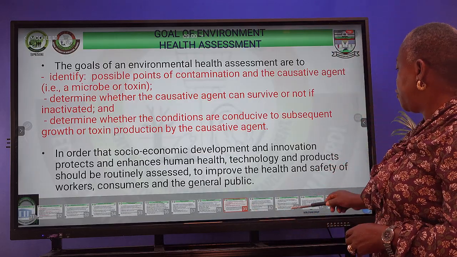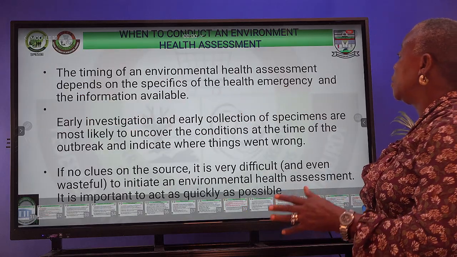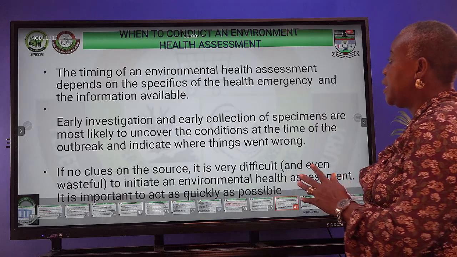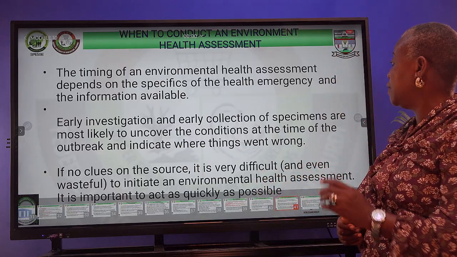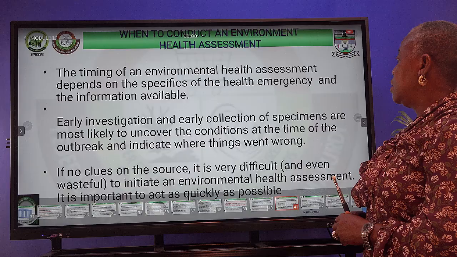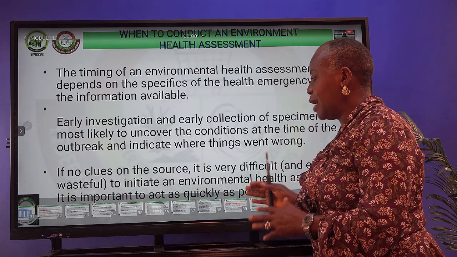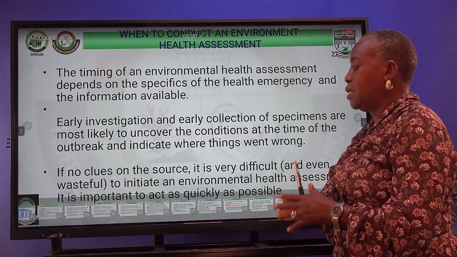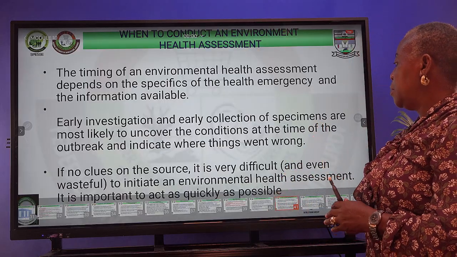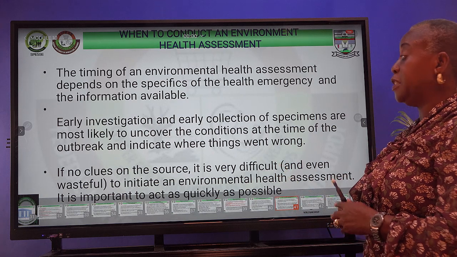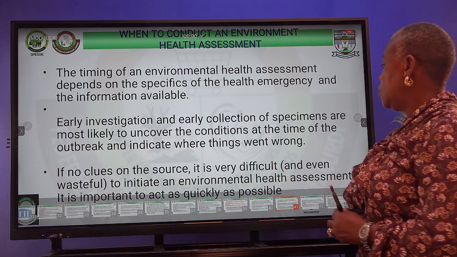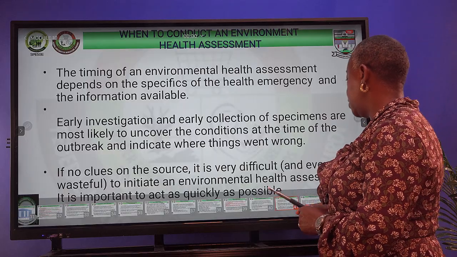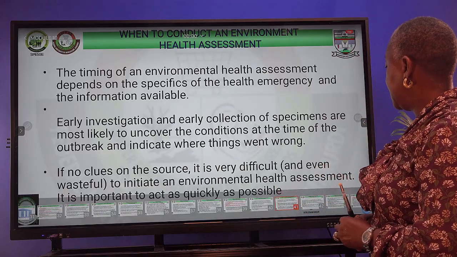The timing of an environmental health assessment depends on the health emergency at hand and the information available. So we need early investigation and early collection of data and specimens so that action is taken, and if there's an outbreak, it is curtailed before it becomes widespread. But if there is no clue to the source, it may be difficult and it may be wasteful. So we need quick responses and timely interventions during environmental assessment.